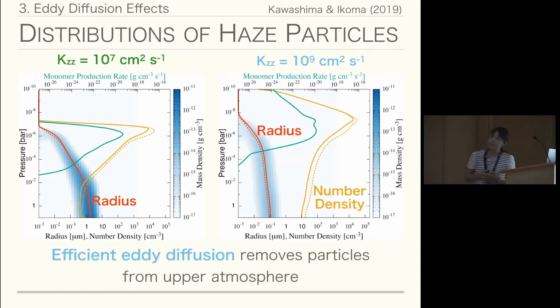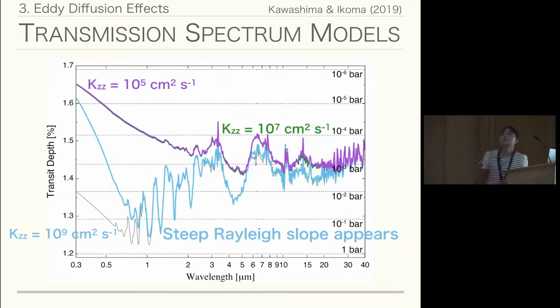We also modeled the transmission spectrum. Again, the horizontal axis shows the wavelengths in microns, and the vertical axis shows the transit depth in percent. The green line shows the spectrum for the fiducial eddy diffusion coefficient case, whereas the purple line shows the smaller eddy diffusion coefficient case.